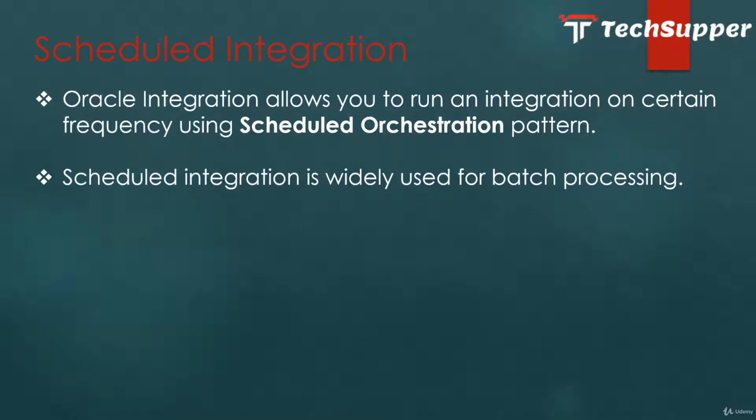Schedule integration is widely used for batch processing, wherein if you are required to run data in a batch, you can create an integration which can run on a certain frequency, get the data from a source system and push that data to the target system. Another example is if you wanted to get the incremental data of a day from one source system and send this to a downstream application, you can create a schedule integration to meet such a requirement as well.